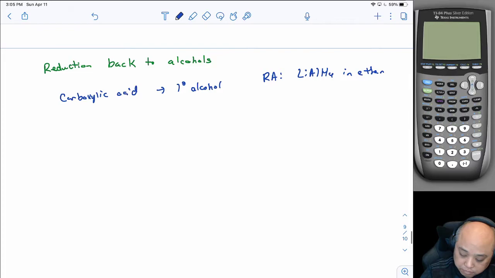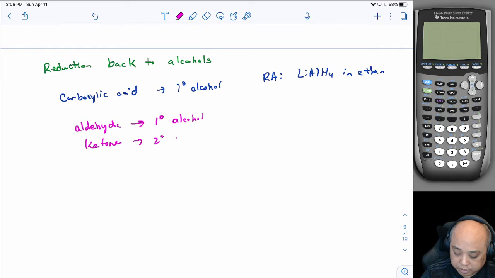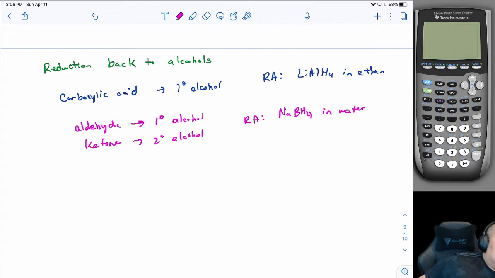Now, with an aldehyde or a ketone, when you reduce back to a primary alcohol or back to a secondary alcohol, because you only require one step, you can use a weaker reducing agent in the case of sodium borohydride, NaBH4, in water. The sodium borohydride is not as reactive with water, and so it's safe to use in water to accomplish the same task.